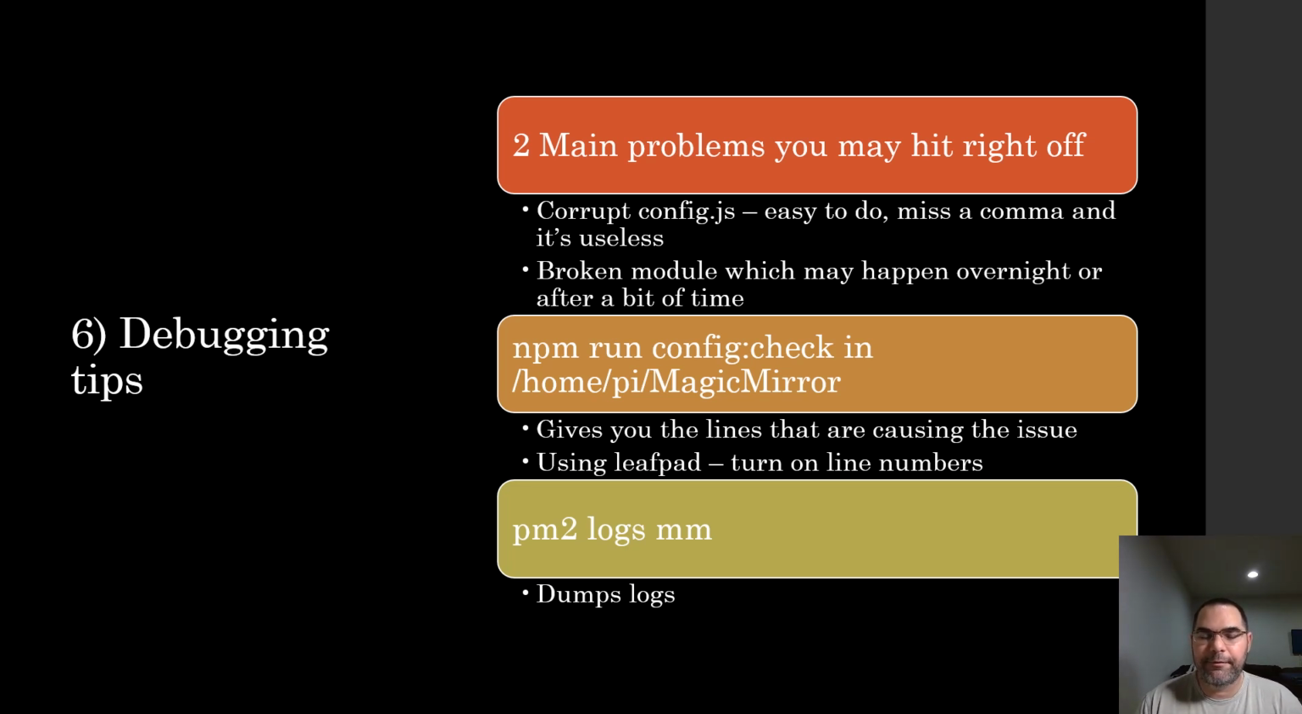The other thing is, if you have a module crash on you, which may look like just a black screen or whatever, run pm2 logs mm and you'll get the Magic Mirror logs. Then you can look for the modules that are misbehaving and try disabling them to see if that helps with the stability of your mirror. So, some cool debug tips for you.